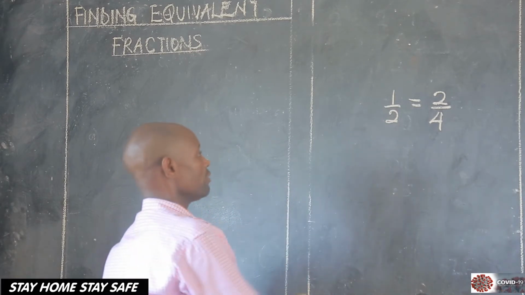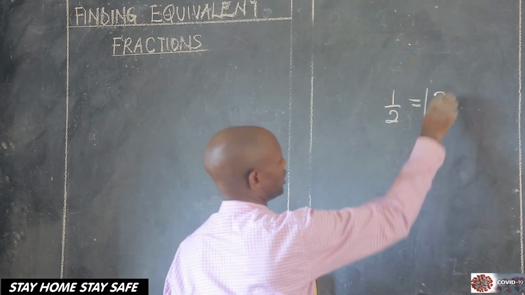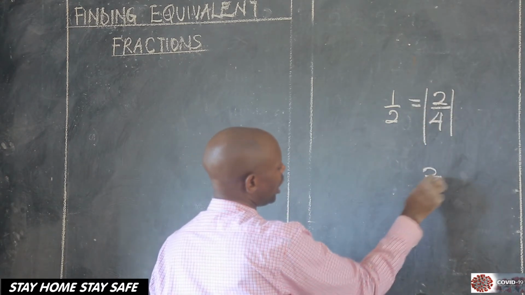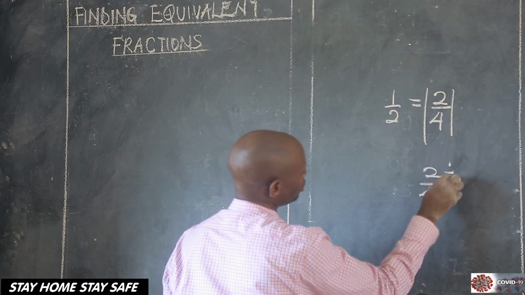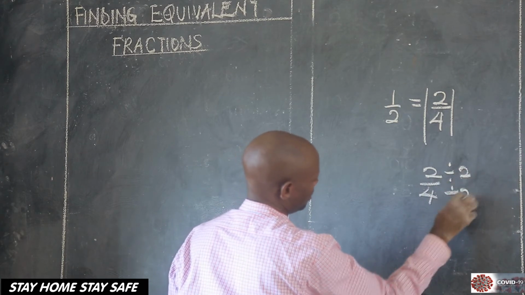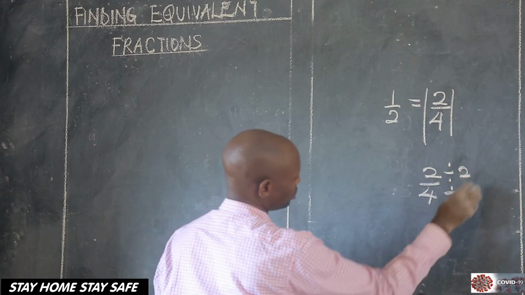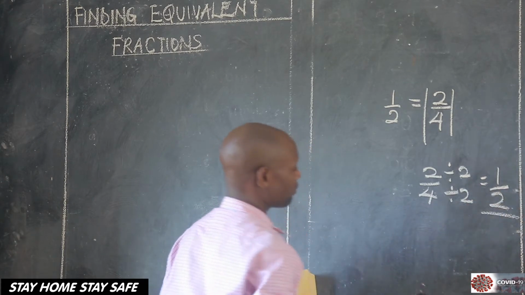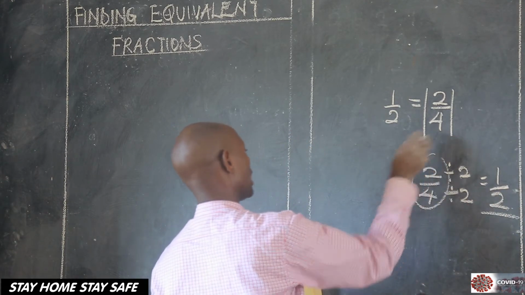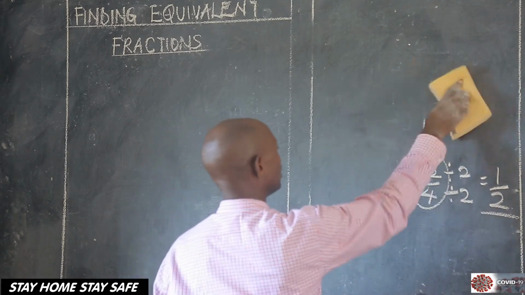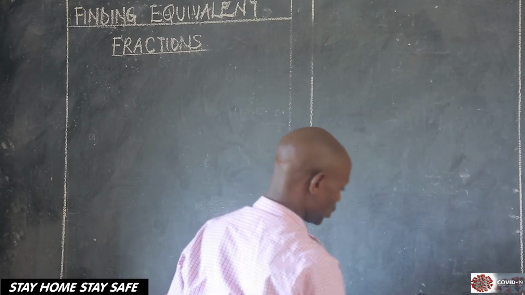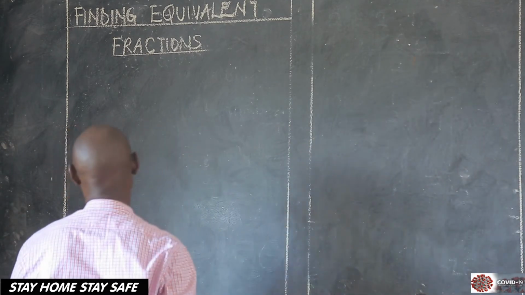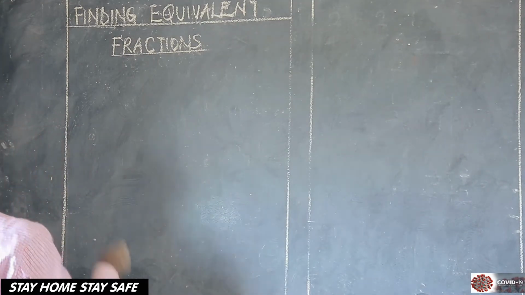How? If you want to prove, reduce this fraction, 2 out of 4, you reduce it by 2. 2 divided by 2, you will get 1. 4 divided by 2, you will get 2. So you get a half. So this one becomes an equivalent fraction for a half. So how do we find equivalent fractions? That's what we are going to learn.